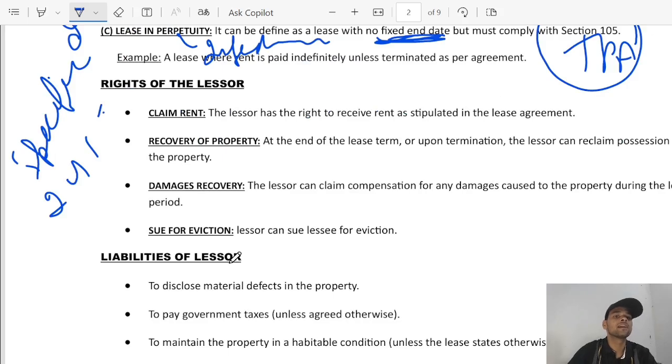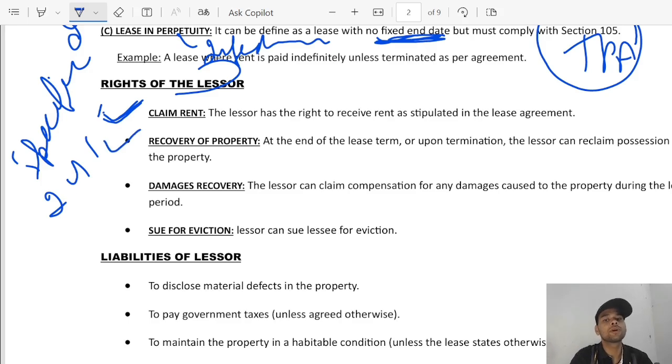Now moving further, rights of the lessor. The first right of the lessor is to claim rent. As we already studied earlier, the rights of one party are the duties of another party. Here, the rights of the lessor are given as number one, to claim rent. The lessor is free to claim rent because his property is leased.